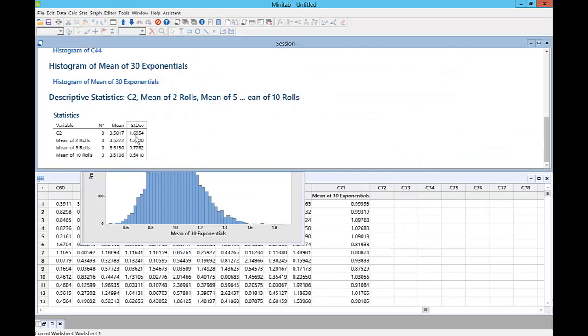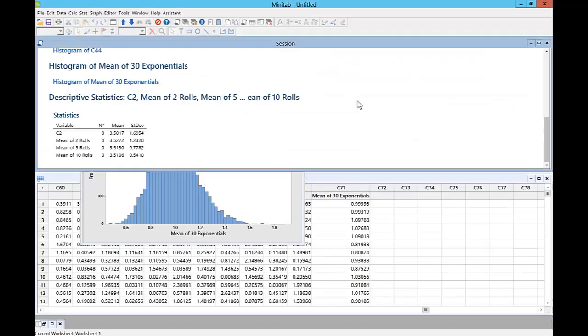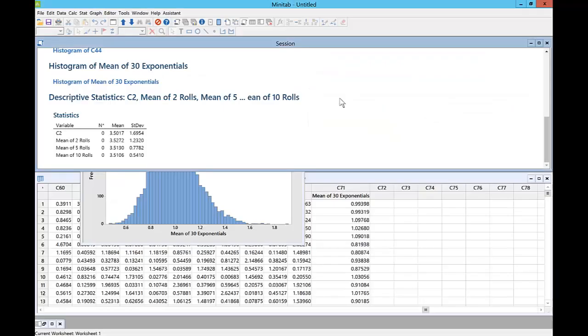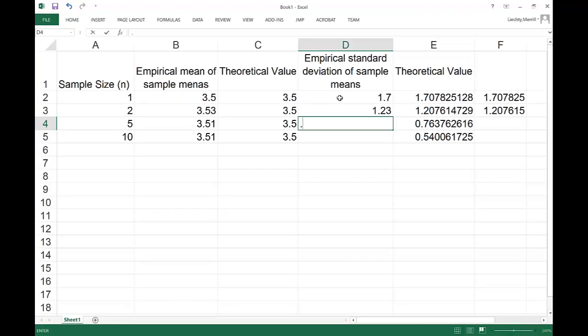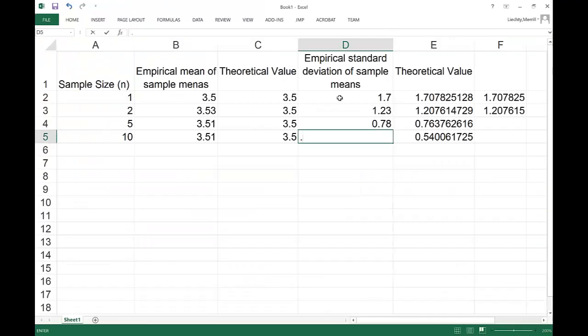So we have 1.69, 1.69, and it actually would round to 1.7, 1.70, 1.23, so we have 0.778, so 0.78, and 0.54. So we can see that these things are matching up, and it turns out the bigger our sample size, the closer these things should be to each other.